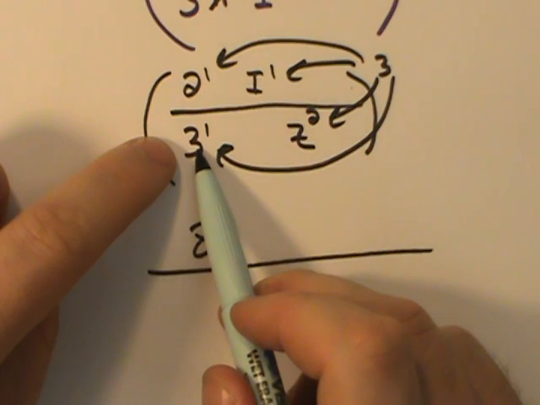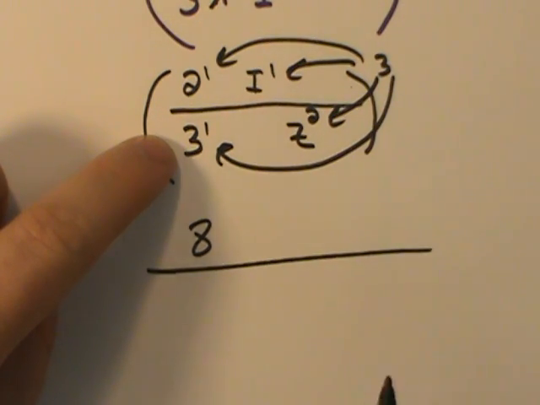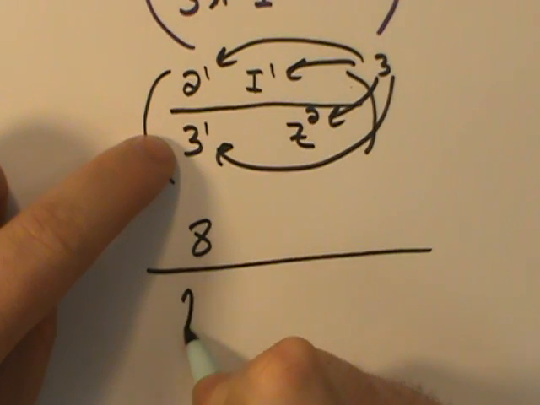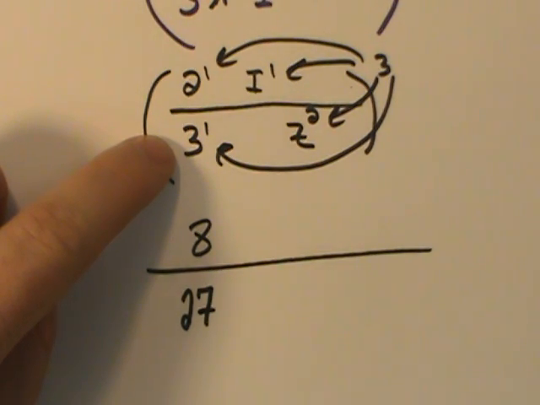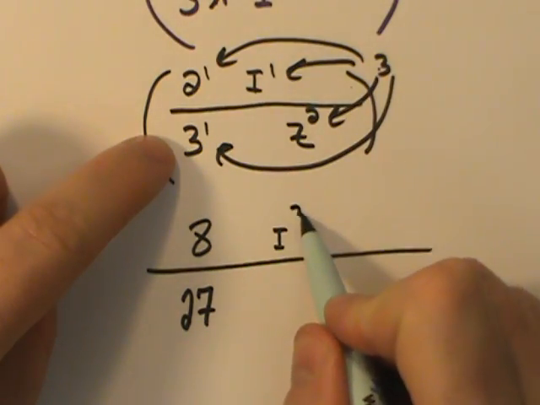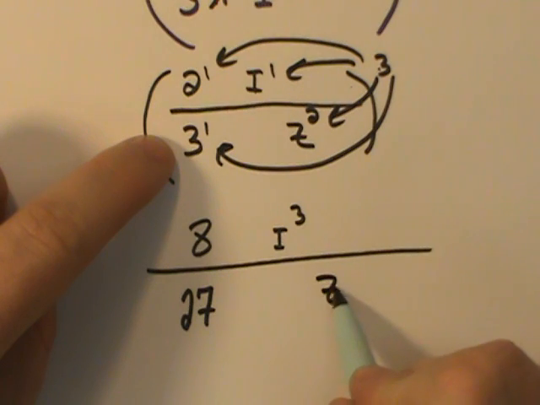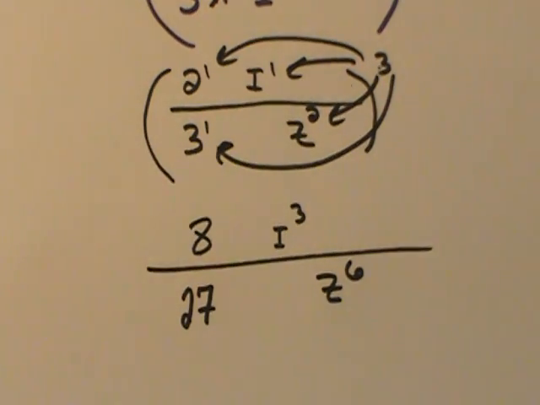In a similar way, 3 will be raised to the 3rd power, so it's 3 times 3 times 3, which is 27. I to the 1 times 3 is 3, and Z to the 2 times 3, which is 6. There would be your final answer.